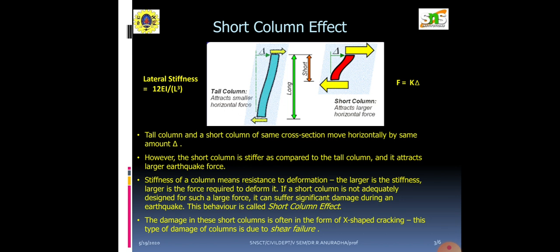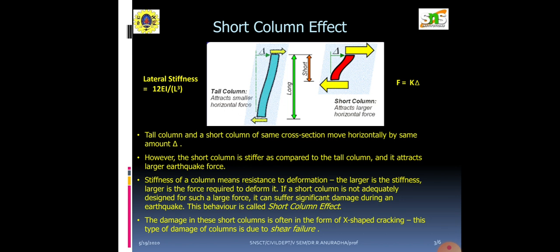A tall column and a short column of the same cross section move horizontally by the same amount of displacement. However, the short column is stiffer compared to the tall or long column, and it attracts larger earthquake force. Stiffness of a column means resistance to deformation. The larger the stiffness, the larger the force required to deform it. If a short column is not adequately designed for such a large force, it can suffer significant damage during an earthquake. This behavior is called short column effect.